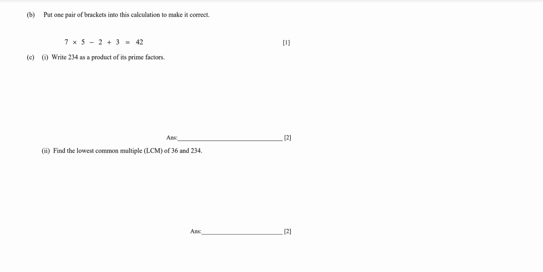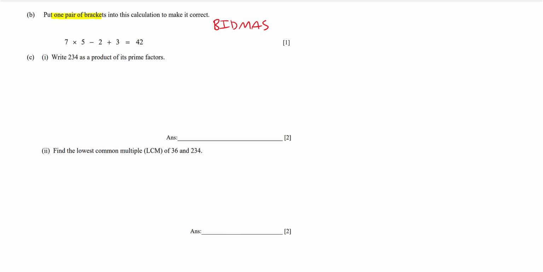For question 1, part B, we need to put one pair of brackets into this calculation to make it correct. So at the moment, it's obviously not correct, because if we remember our BIDMAS or BEDMAS, we have our brackets first, and then our indices or exponents, and then divide, multiply, add, subtract. So if we do our multiplication first here, 7 times 5 is 35, and then we minus 2, so we get 33, and then plus 3, then we get 36, so it does not equal 42.